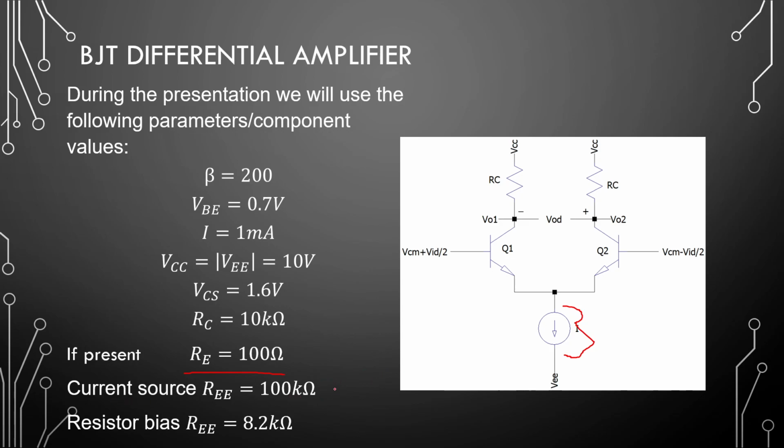The impedance of a current source is 100 kilo ohms, and if we later go over to resistor biasing, instead of using a current source, we will use 8.2 kilo ohm resistors. Right.